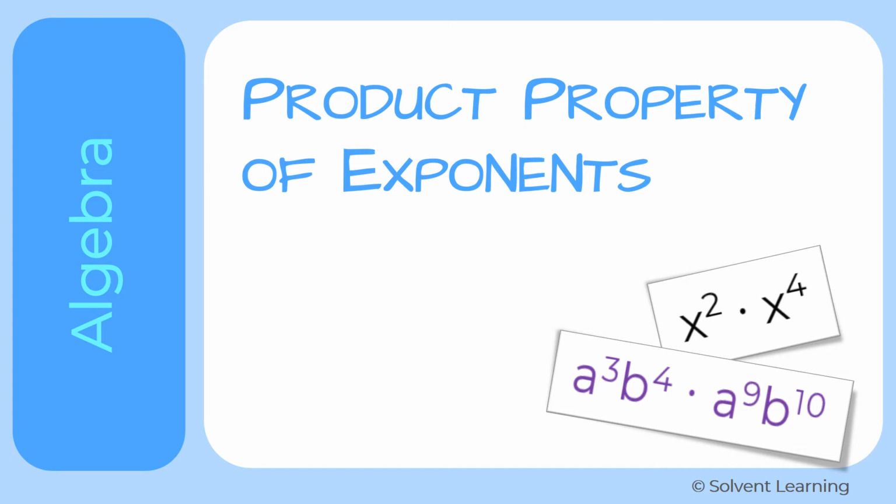In our previous lesson, we learned about the laws of exponents, which helped us to understand exponents that had positive or negative numbers, even exponent expressions that had zero as an exponent. In this lesson, we're going to learn how to multiply exponent expressions together. And for that, we'll learn how to use the product property.